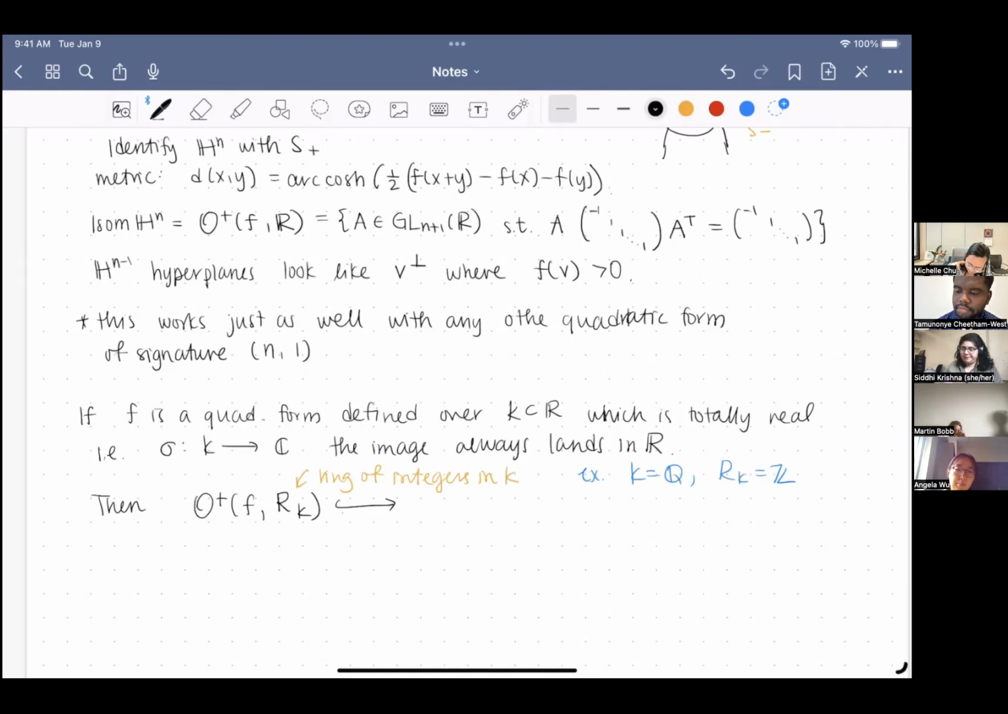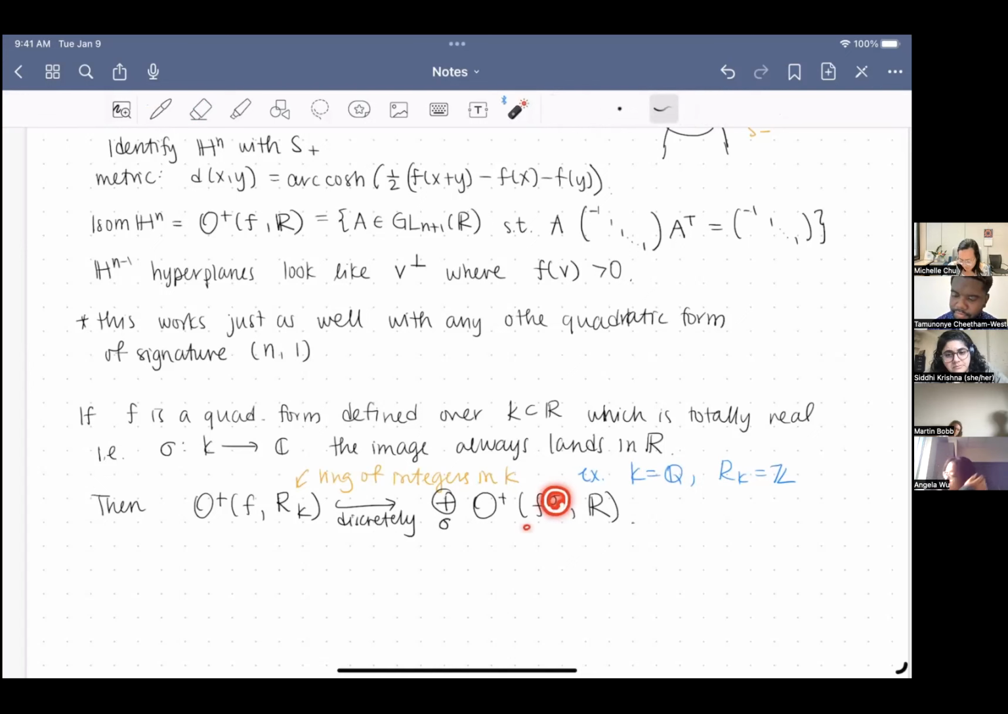Then this is actually going to embed discretely in the following. Okay, so I'm going to get a copy of all of these groups. And what I mean when I do this, I just mean thinking about it with that particular embedding. Okay, so like I showed you before, whenever this form has signature n1, this whole space is going to be the isometry group of Hn. However, when this form is positive definite or negative definite, when it's a definite form, then this whole group is actually going to be compact.